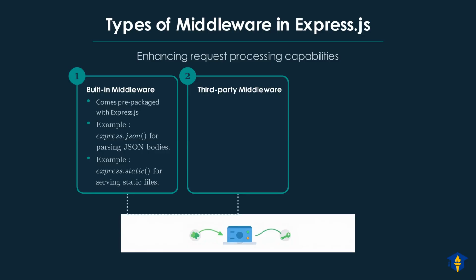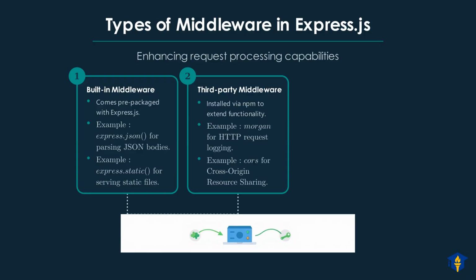Next, we look at third-party middleware, which you can install to extend Express.js. These are typically installed via NPM, allowing you to add specialized features to your application. For example, the Morgan middleware is widely used for logging HTTP requests in your console. Another popular one is CORS, which handles cross-origin resource sharing, enabling secure communication between domains.